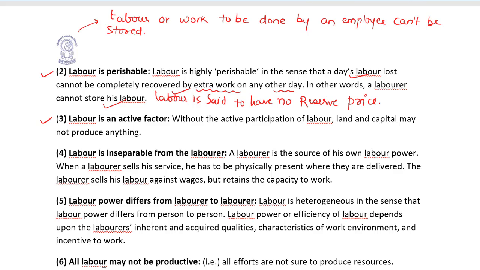The third is labor is an active factor. That means what? Without the active participation of labor, land and capital may not produce anything. So labor's participation is very crucial and it is very important. So labor is an active factor. Labor is the one who works on that land. So actual working of labor is required.